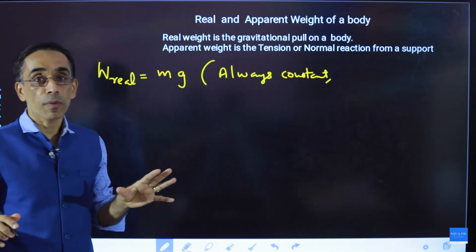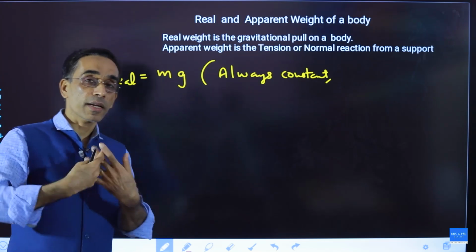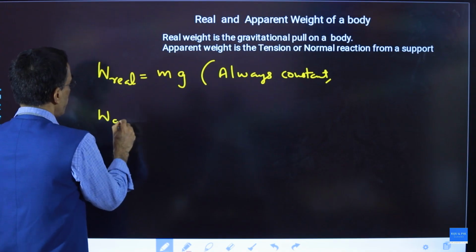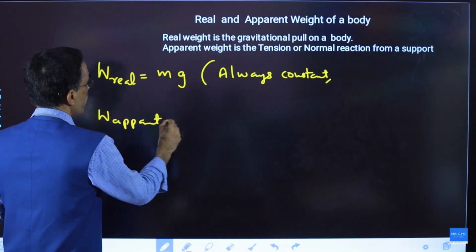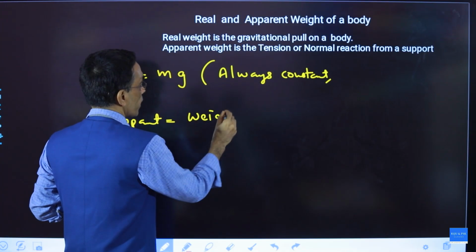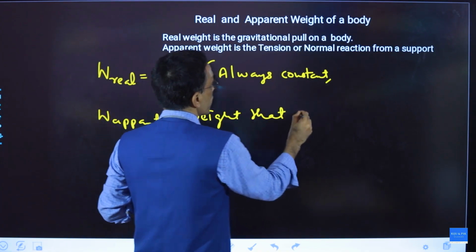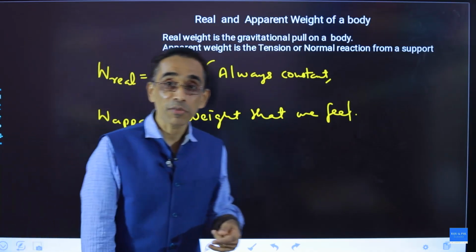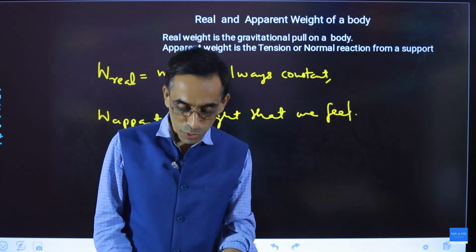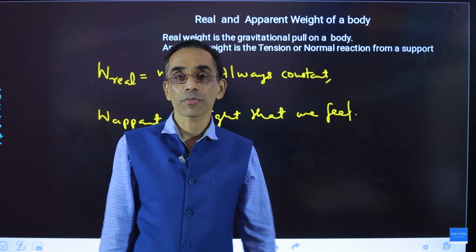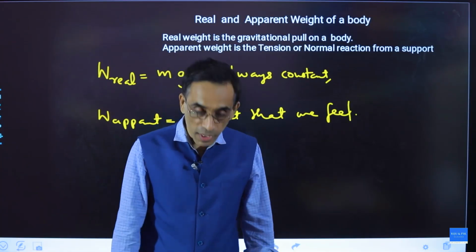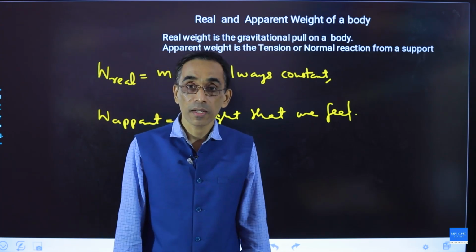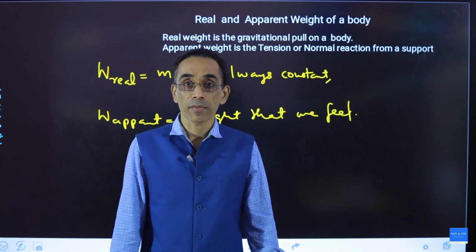This always acts on your body, whether you are moving, at rest, accelerating, decelerating, anywhere, this is always there on your body. But what is the apparent weight? Apparent weight means it is the weight that you feel. Weight that we feel. Feeling. Is there feelings in physics? People say there is no feeling in physics, but this is what you have to feel. When I stand here, I am actually standing on the floor here, because you can't see my bottom here, I feel my weight. What is that?